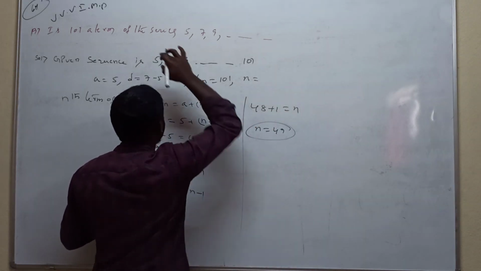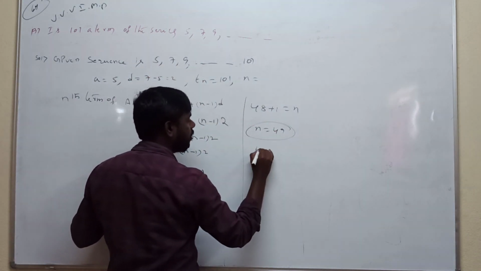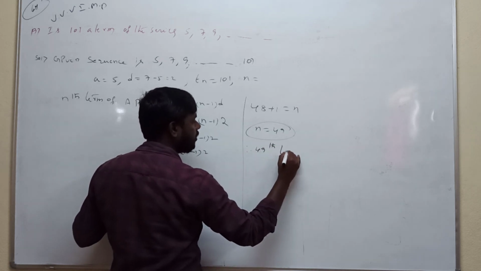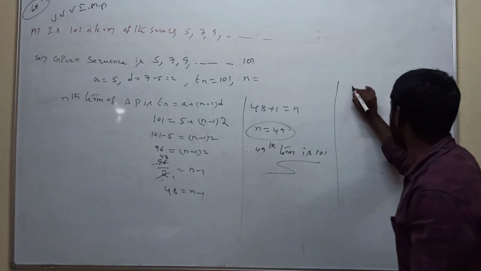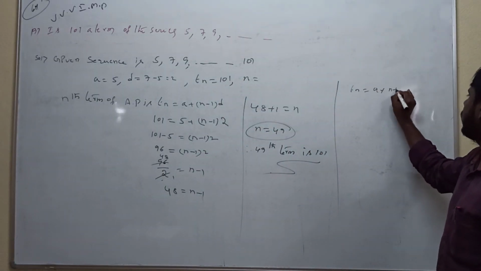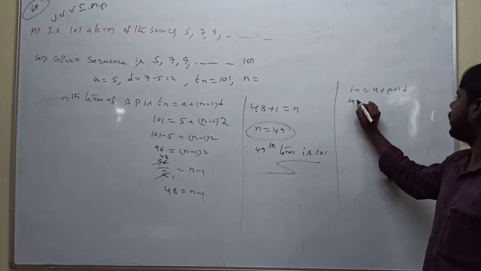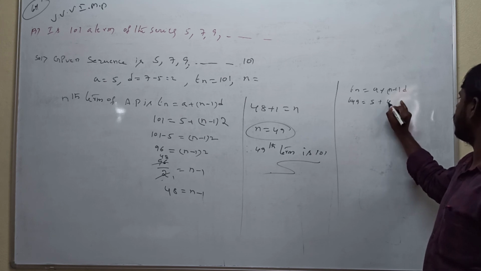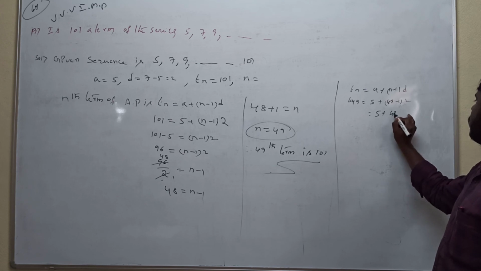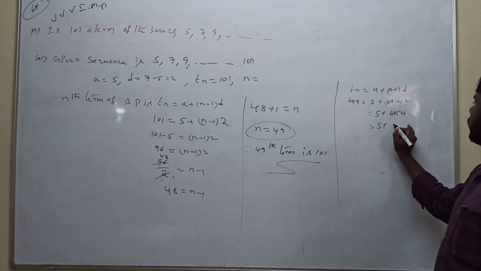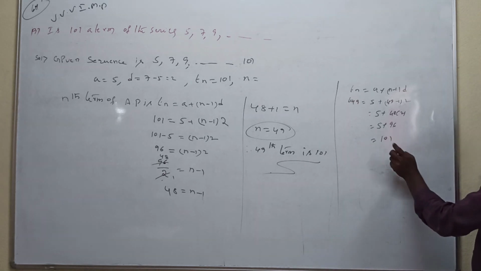What are they asking? 101 is which term? The 49th term value is 101. Therefore, the 49th term is 101. How can we verify this? As explained before, t n is equal to a plus n minus 1 into d. So t 49 is equal to a value 5, plus 49 minus 1 into d value 2, which is 5 plus 48 into 2. 48 into 2 is 96, and 96 plus 5 is 101. So the 49th term value is 101.